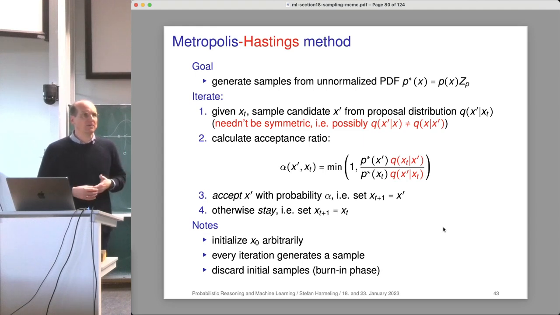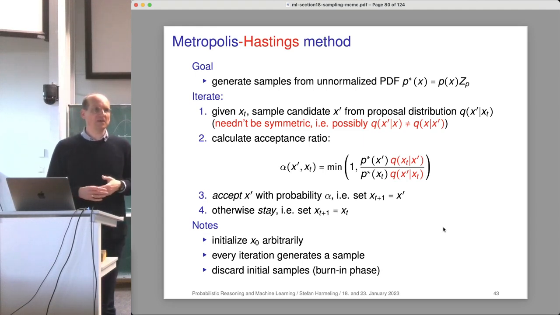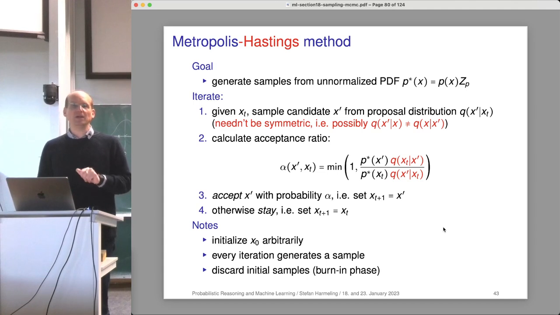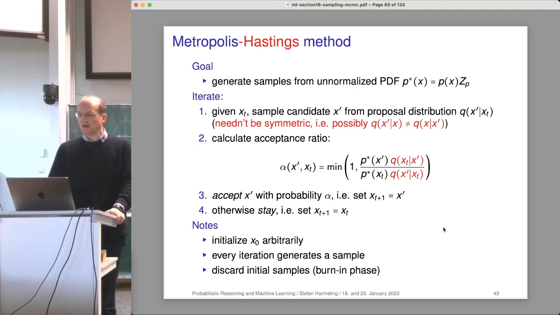We've seen the Metropolis method. Here's the Metropolis-Hastings method, and that's a little improvement to the previous one. Before, we said my proposal distribution must be symmetric.